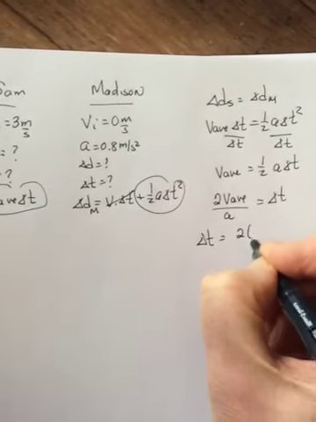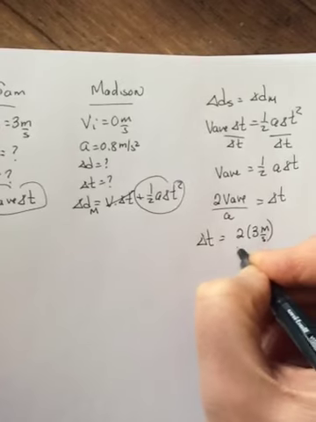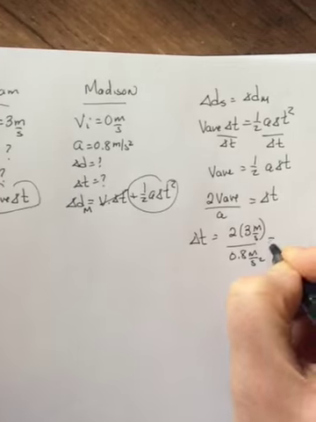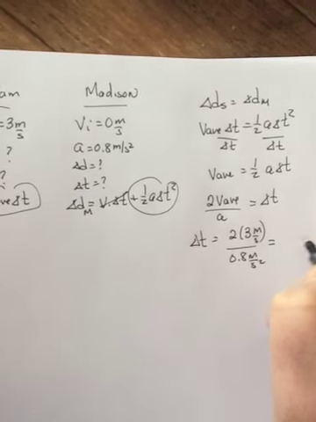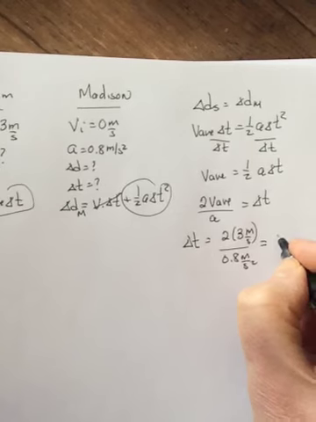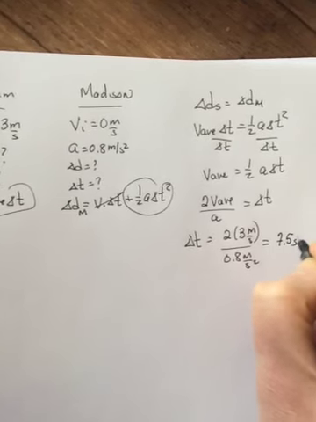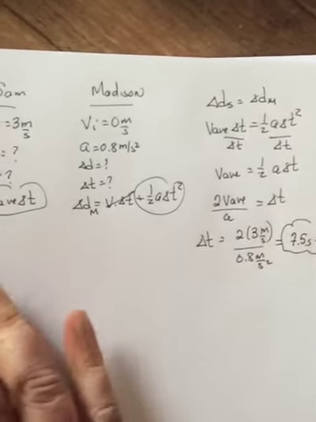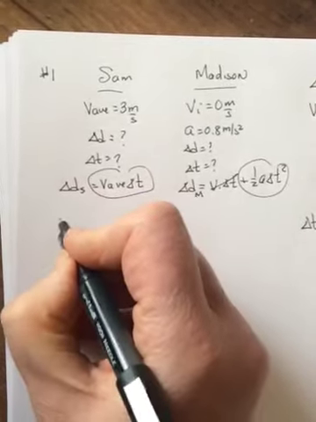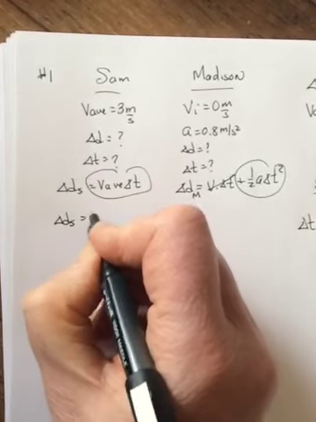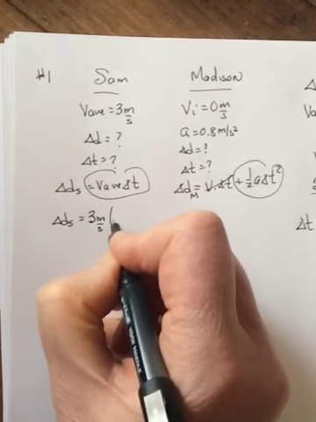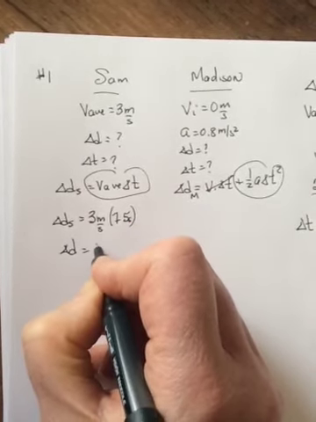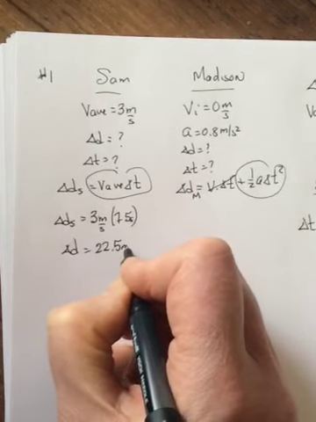So 2 times, the VAV was 3 meters per second, and the A was 0.8 meters per second squared. So 6 over 0.8 should be 60 over 8, 7.5 seconds is my time. Okay, so that's how long it takes to catch up. But then it says how far is each traveled. So now go back over here, and for Sam it's going to be 3 meters per second times 7.5 seconds. So it's going to be 22.5 meters.